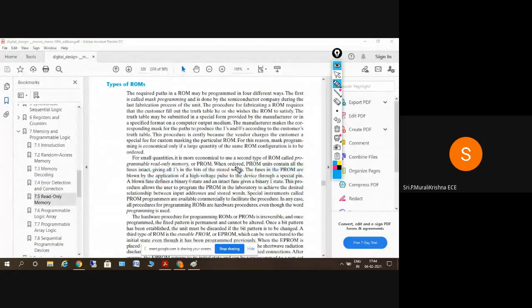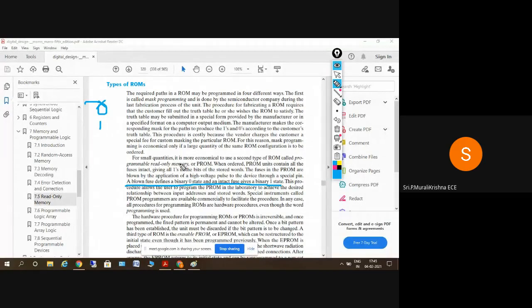A blown fuse defines a binary zero state, and an intact fuse defines a binary one state. So if I blow the fuse here, it will be a zero; if I don't blow the fuse, it will be a binary one state. This procedure allows the user to program the PROM in the laboratory to achieve the desired relation between the input address and the stored words. We have to get the relationship right, so we have to implement the truth table of our choice with the help of these circuits.